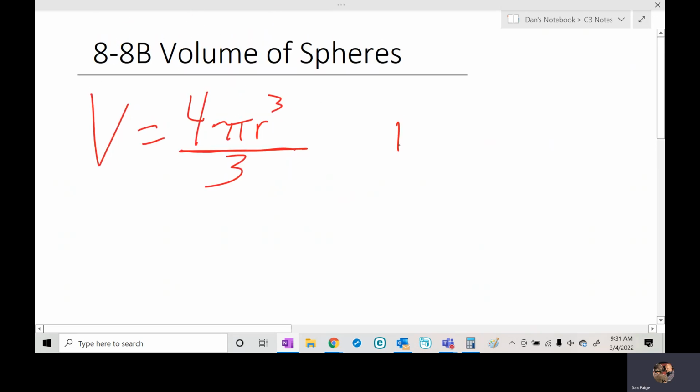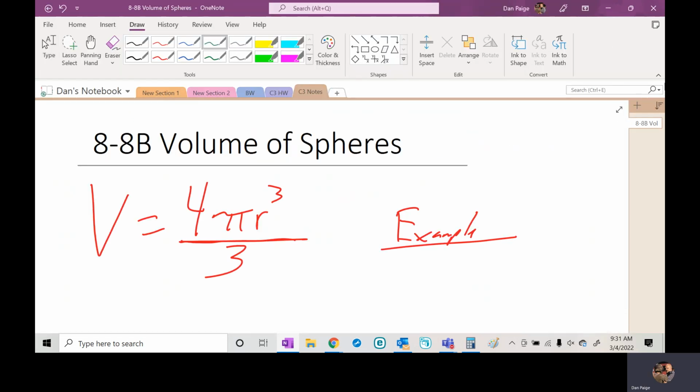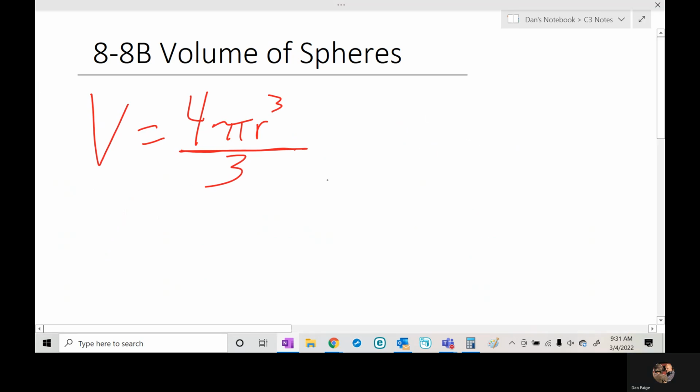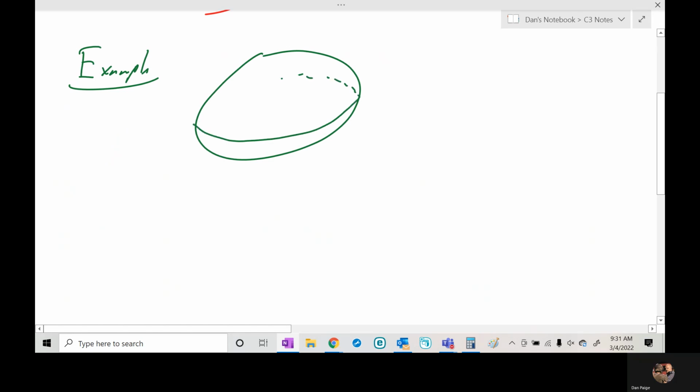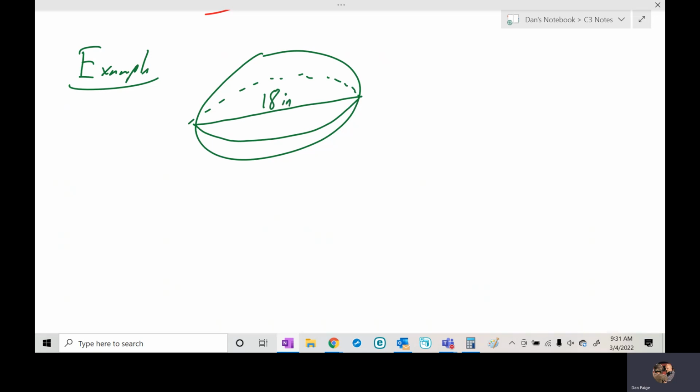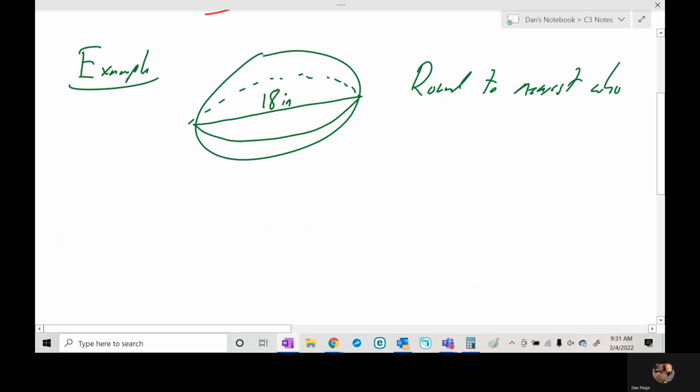All right, we're going to find a surface area. We'll do an example. Again, we're going to save the pi till the very, very end. Let's change colors so we can see it. We'll have a sphere. I'm going to give you the diameter. The diameter we'll say is 18 inches. In our work, it's going to tell us to round to the nearest whole. And all we're going to do is start writing out our formula.